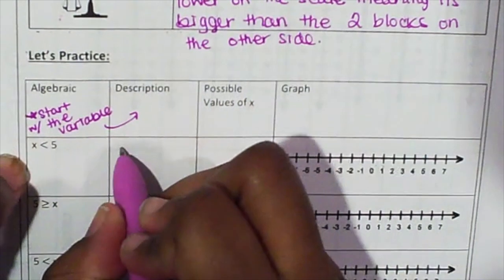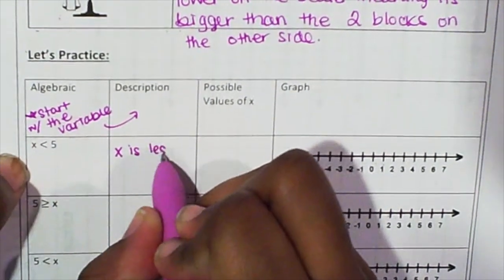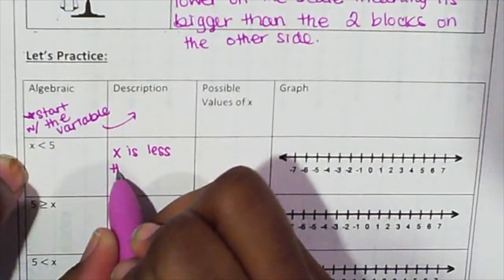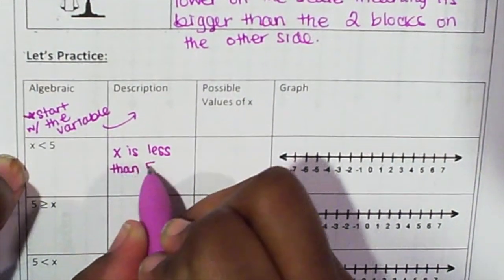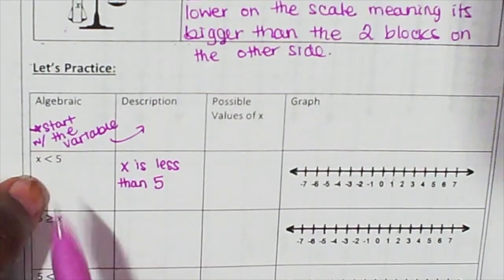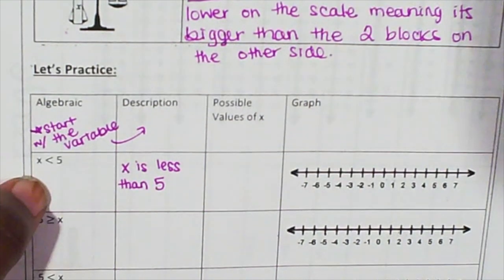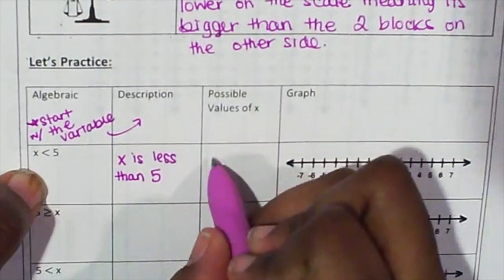And I've placed a reminder for you that you want to begin the description with the variable first. So with this first example, the x is at the back of the inequality symbol. So therefore, x is less than 5, or x is smaller than 5. To talk about all of the possible values, since there's no equal sign here, that means that 5 is not included in my solution set.